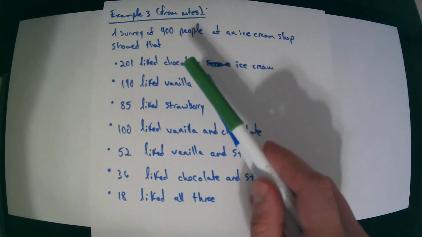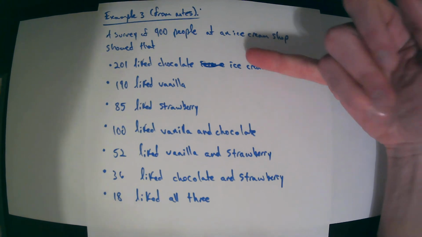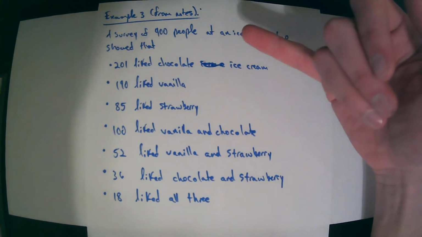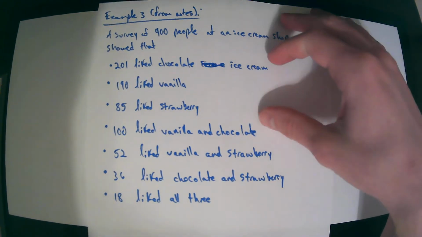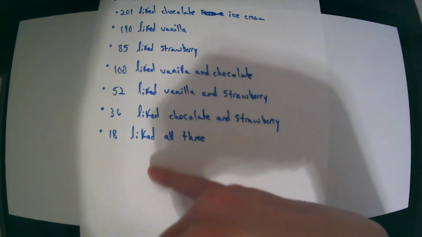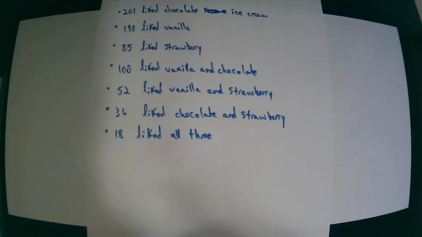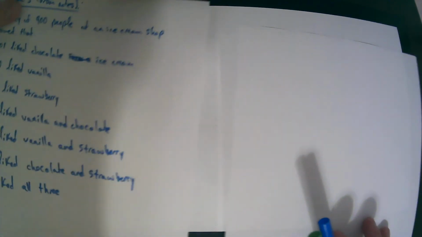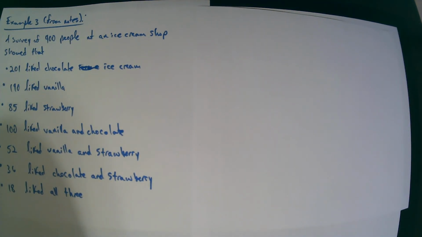So we've got chocolate, vanilla, and strawberry ice cream. And we've got the number of people that like chocolate, number of people that like vanilla, strawberry, people that like vanilla and chocolate, and strawberry, chocolate and strawberry, and then the people that liked all 3. So we want to construct a Venn diagram for this situation and answer some questions about it.